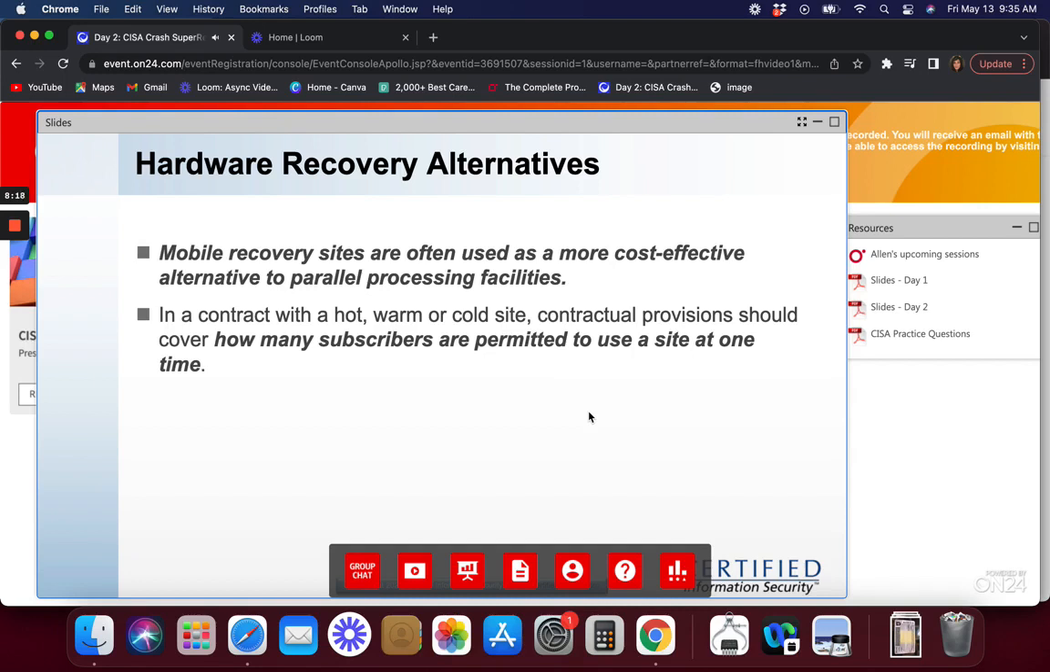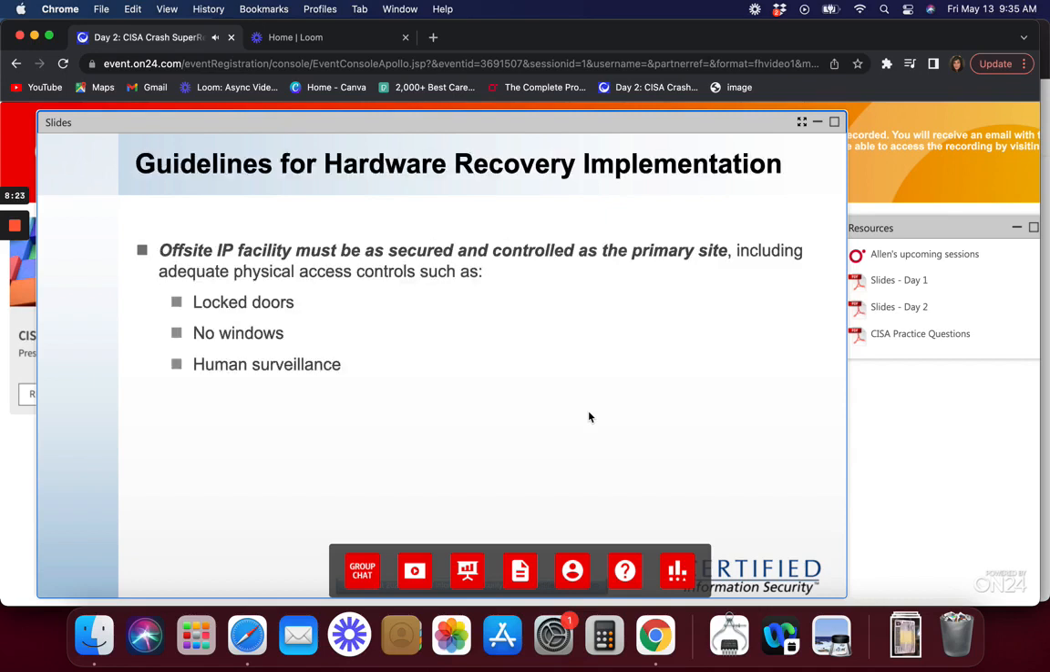So again, we also have hardware recovery alternatives, mobile recovery sites we can talk about. When it comes to off-site recovery, where we might operate off-site from our primary location, recognize that security needs to be as tight at the alternative location as it is at the primary location. The data did not become less sensitive just because you're using it at a different location. Therefore, the off-site information processing facility must be as secured and controlled as the primary site.